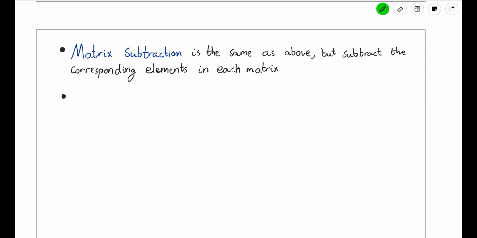Now we move on to the most important matrix operation, which is matrix multiplication. And it's this operation which is the reason why matrices are so good at representing coordinate transformations. If you haven't seen it before, matrix multiplication will seem a little weird at first, but you'll get used to it after a few examples.